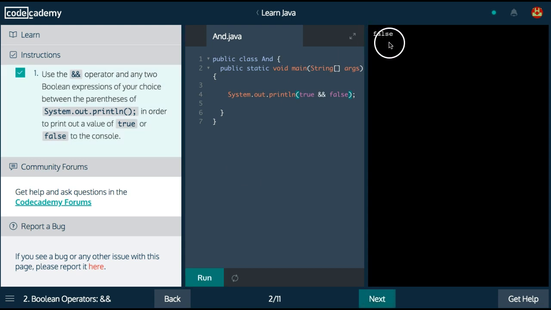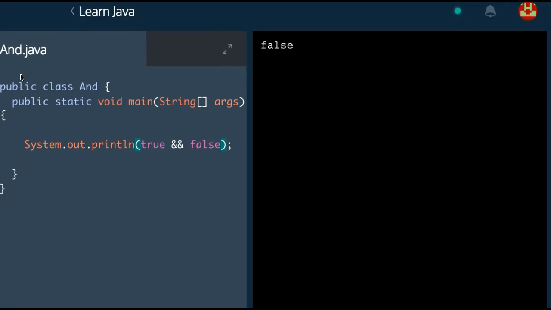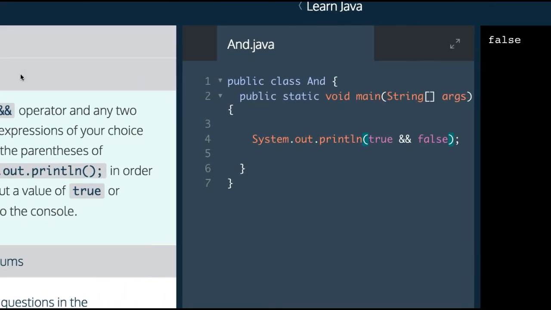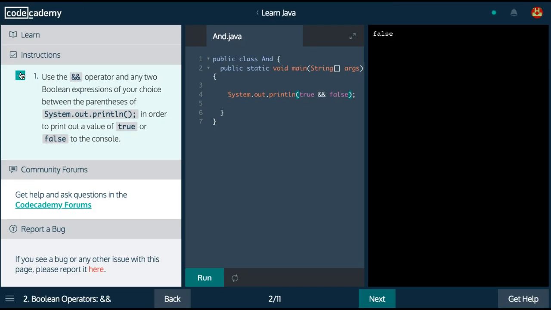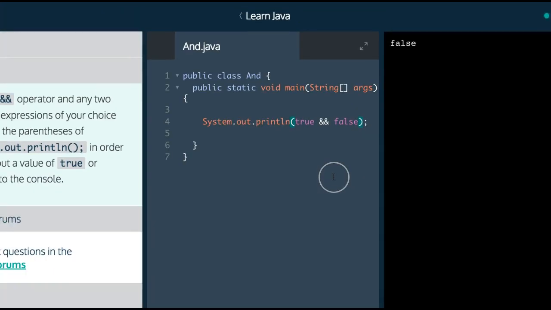So we did get that false, and as you can see, we did pass it. So Boolean operators basically allow us to choose, well, this specific Boolean operator, the AND, allowed us to make sure that two values are true and then returns a true value. We'll learn more about why this is important.